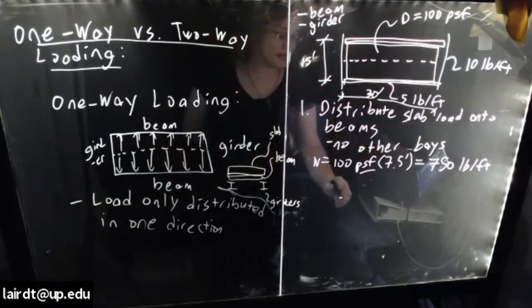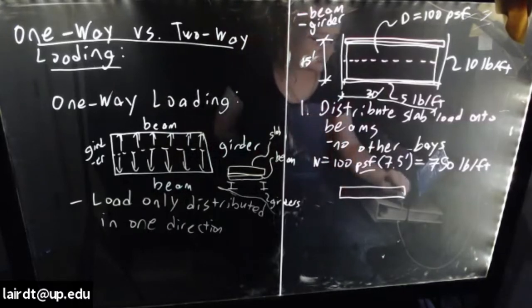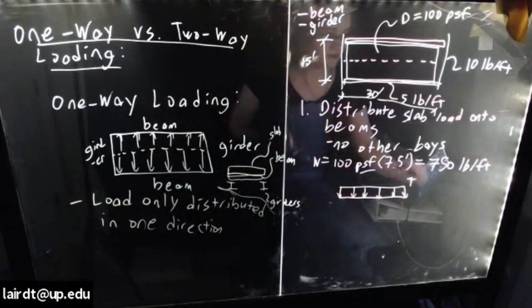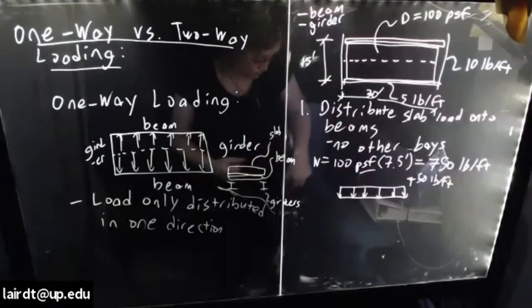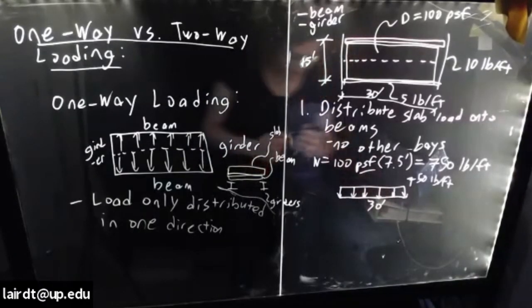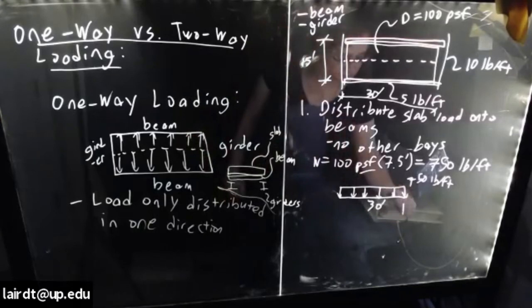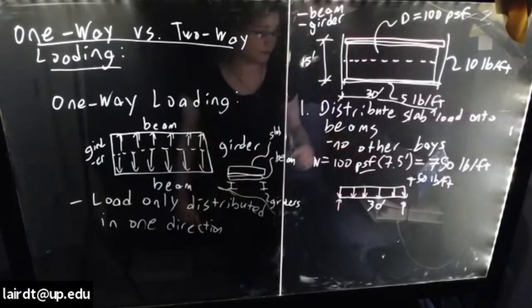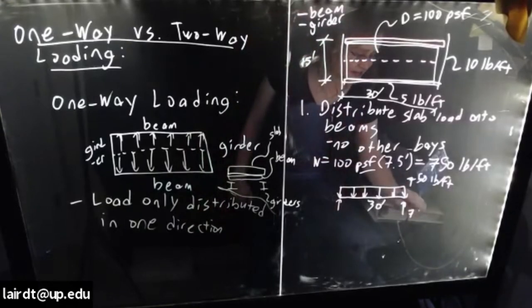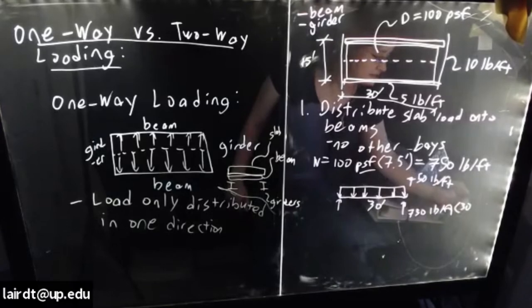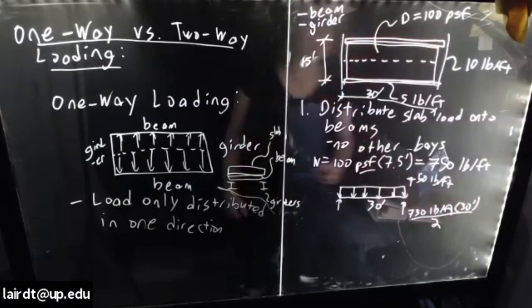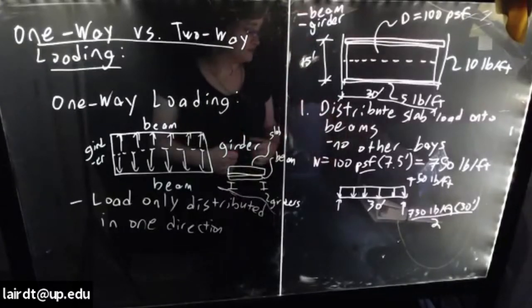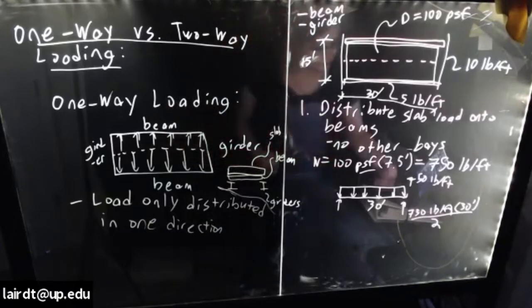And so if I were to draw a load diagram of the beam, it would look like this. We would simply have a constant value all the way along the beam at 750 pounds per foot. And this thing would then be 30 feet long. And there would be a couple of reactions. Those would be simple vertical reactions at the end. We can apply symmetry and just say 750 pounds per foot times 30 feet divided by 2. Or if you wanted to be more rigorous, you could do a sum of forces in the vertical direction, a balance of moments, any of the things you learn in statics.